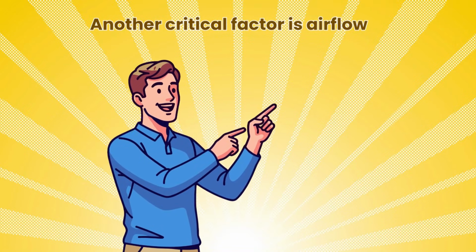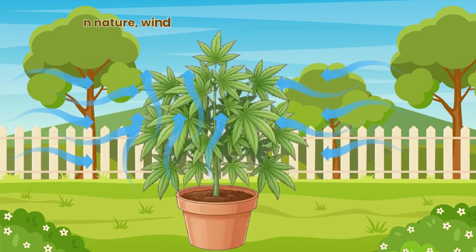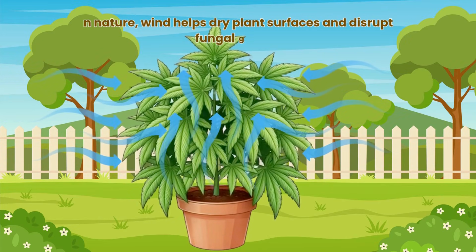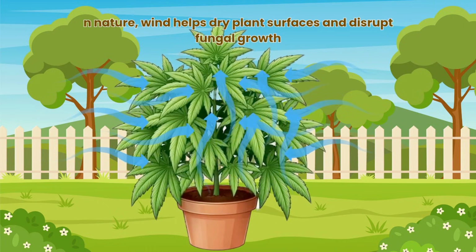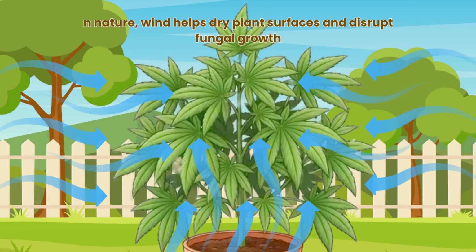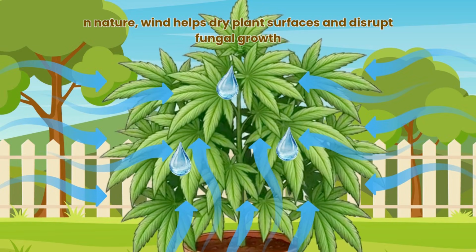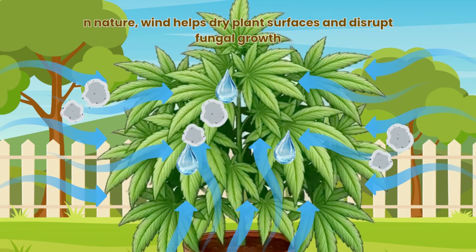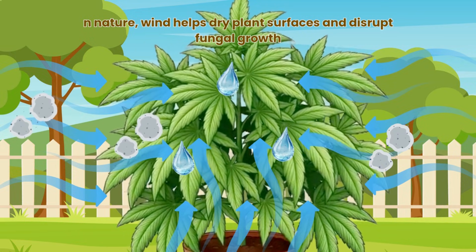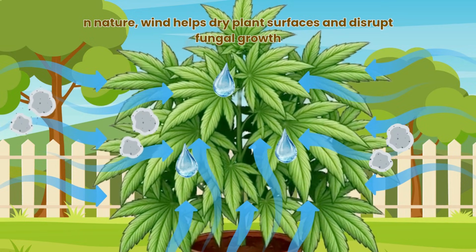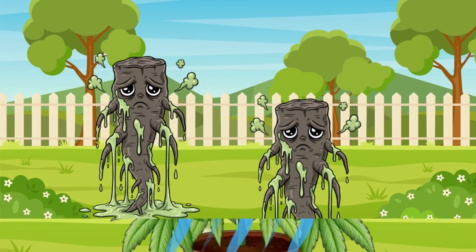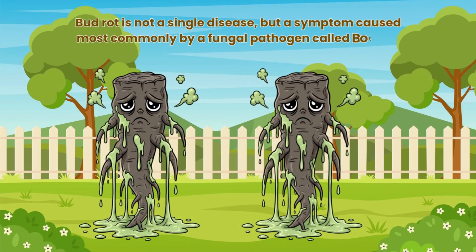Another critical factor is airflow. In nature, wind helps dry plant surfaces and disrupt fungal growth. When airflow is limited, moisture lingers. This allows fungal spores to settle and germinate. Bud rot thrives in environments where moisture is present but evaporation is slow. From a biological standpoint, the fungus exploits stillness.